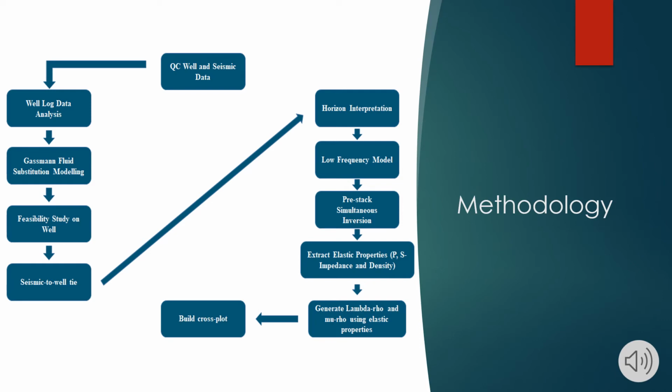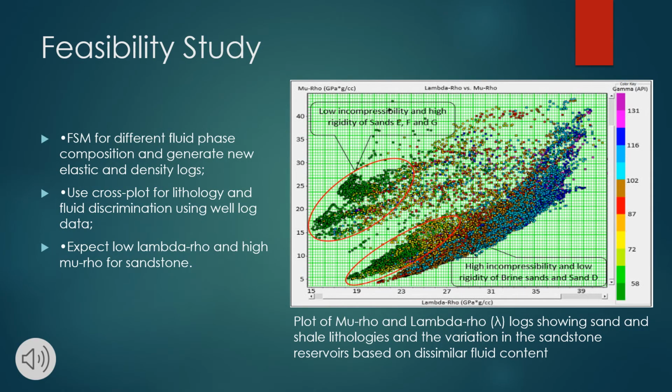Before we generate the Lambda-Mu-Rho, we first conduct a feasibility study on the well log data. The first step is to apply the fluid substitution model for different fluid phase compositions and generate new elastic and density logs. Using the elastic properties obtained from the well log data, we build the cross plot of Lambda-Mu-Rho for lithology and fluid discrimination. We expect to have a low Lambda-Rho and high Mu-Rho for sandstone, as seen in the figure.